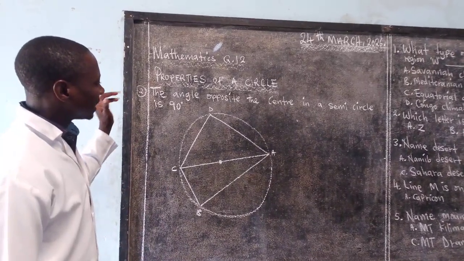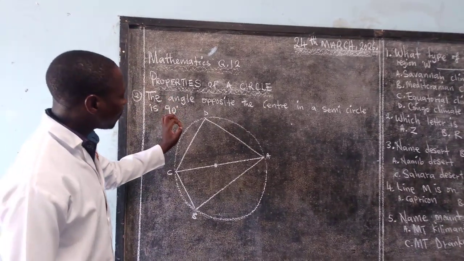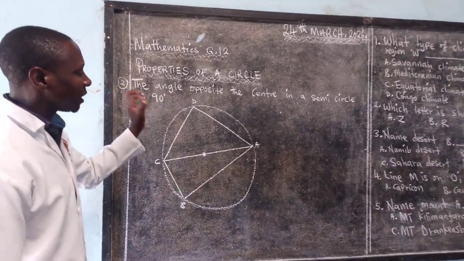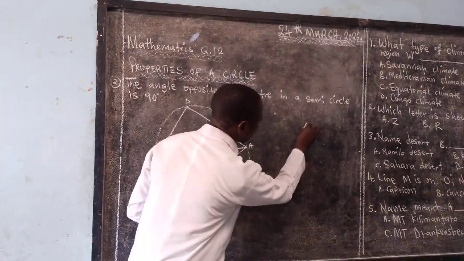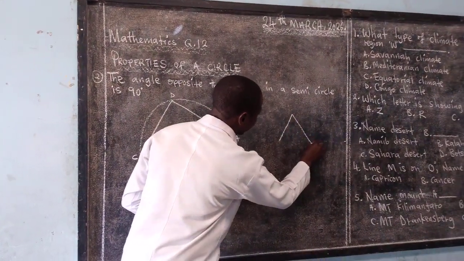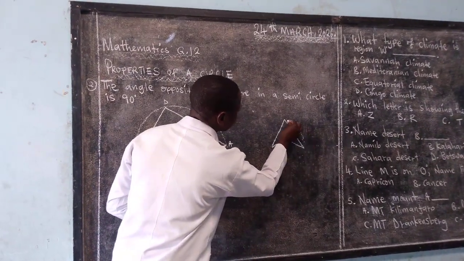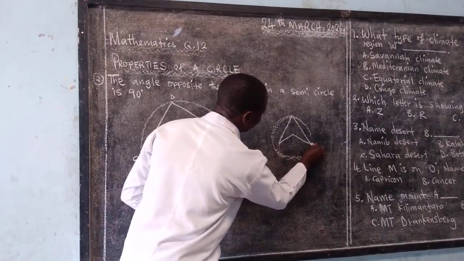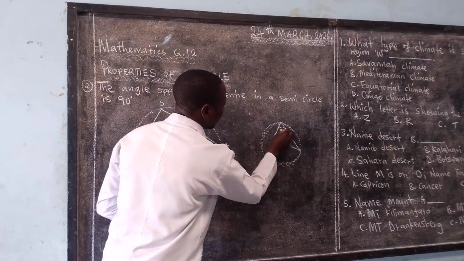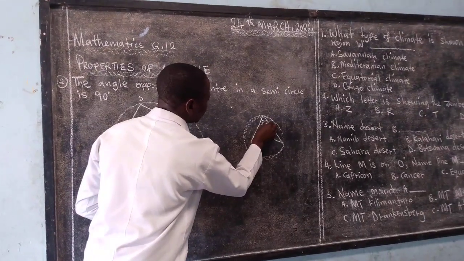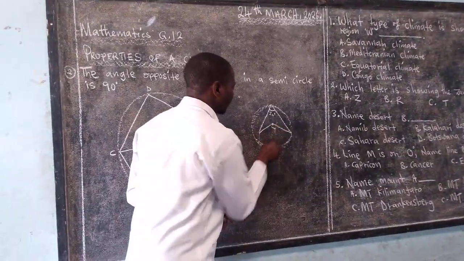Property number one stated that the angle at the center is twice the angle at the circumference. I'll do it like this. In case this is the circle, this is our center. Here we have 20 degrees. Then they want you to find angle Y.